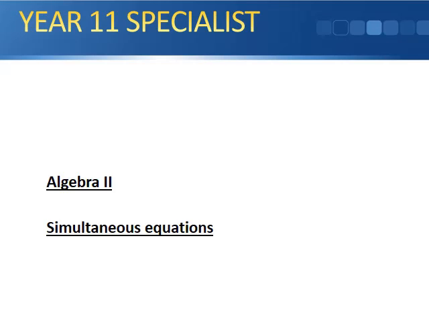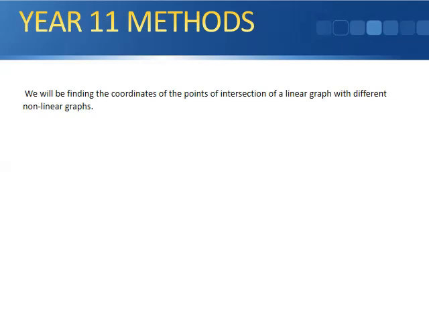Simultaneous equations. We'll be finding the coordinates of the points of intersection here of a linear graph with different non-linear graphs. So we could have a parabola and a straight line. We could have a cubic and a straight line or whatever.